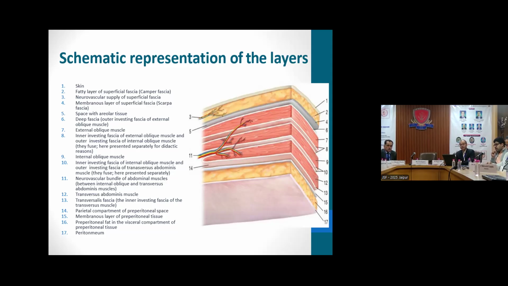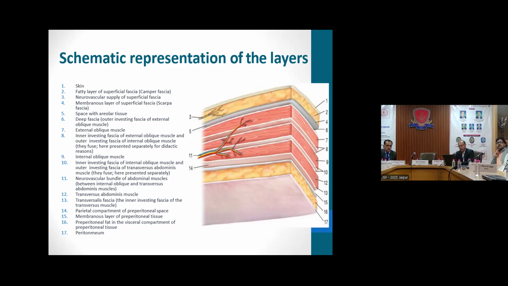This inner layer of the external oblique fuses with the outer investing layer of the internal oblique. Then there is an internal oblique muscle. Then the investing layer of the internal oblique muscle. Then there is a transverse abdominis muscle. Now between the internal oblique and the transverse abdominis muscle lies another important structure, the neurovascular bundle, which is supplying the anterior abdominal wall. After that, deep to the transverse abdominis muscle is the fascia transversalis.